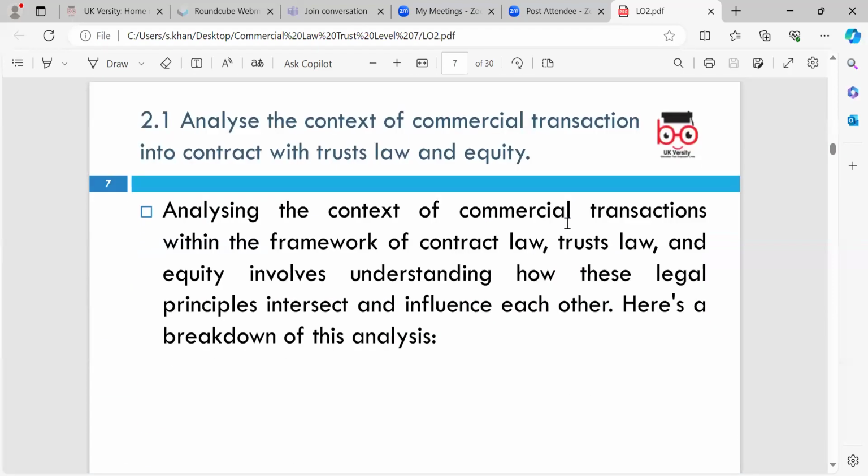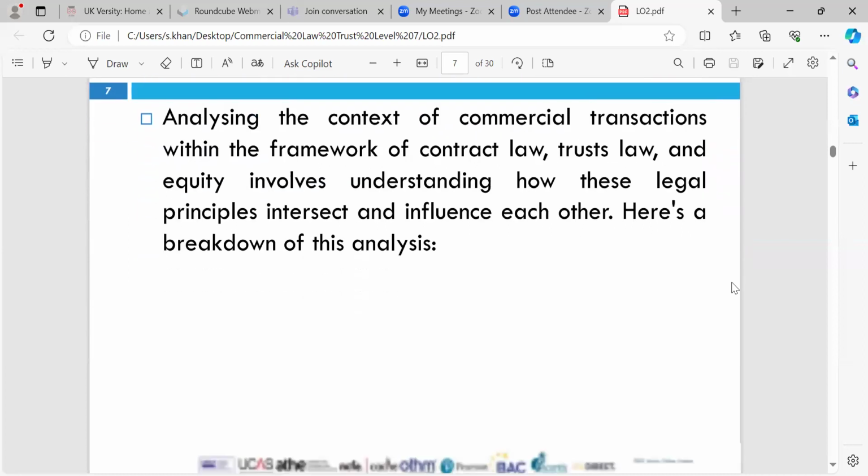So we're going on to 2.1, which is to analyse the context of commercial transactions within the framework of contract law, trust law, and equity. This involves understanding how these legal principles intersect and influence each other. So here's a breakdown of the analysis.